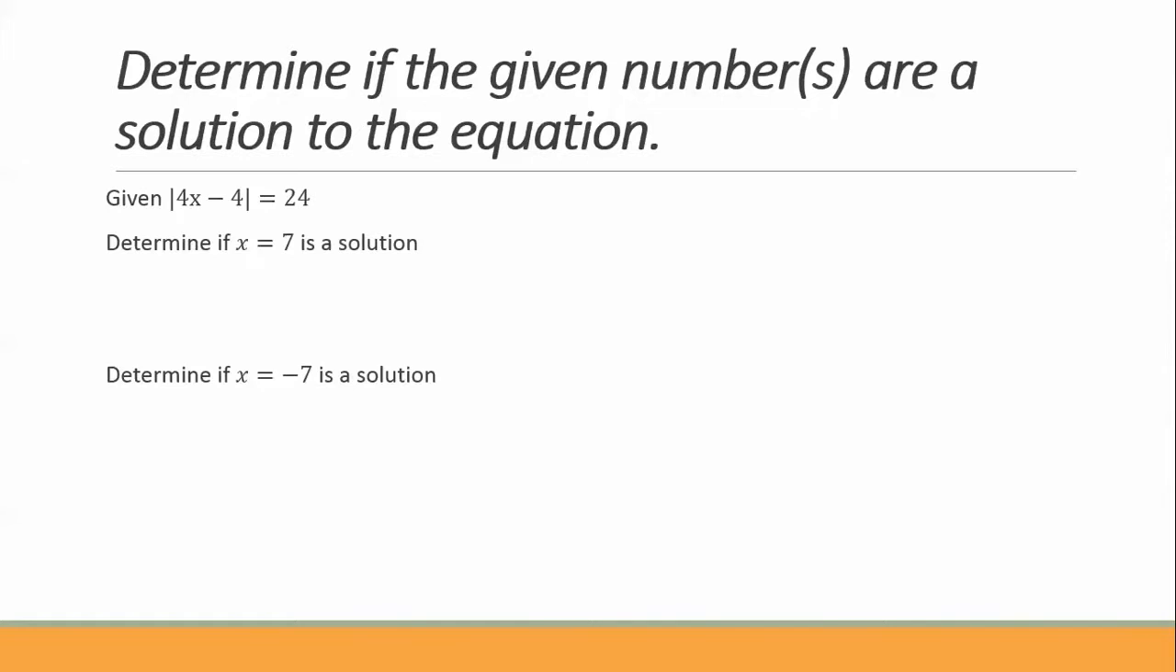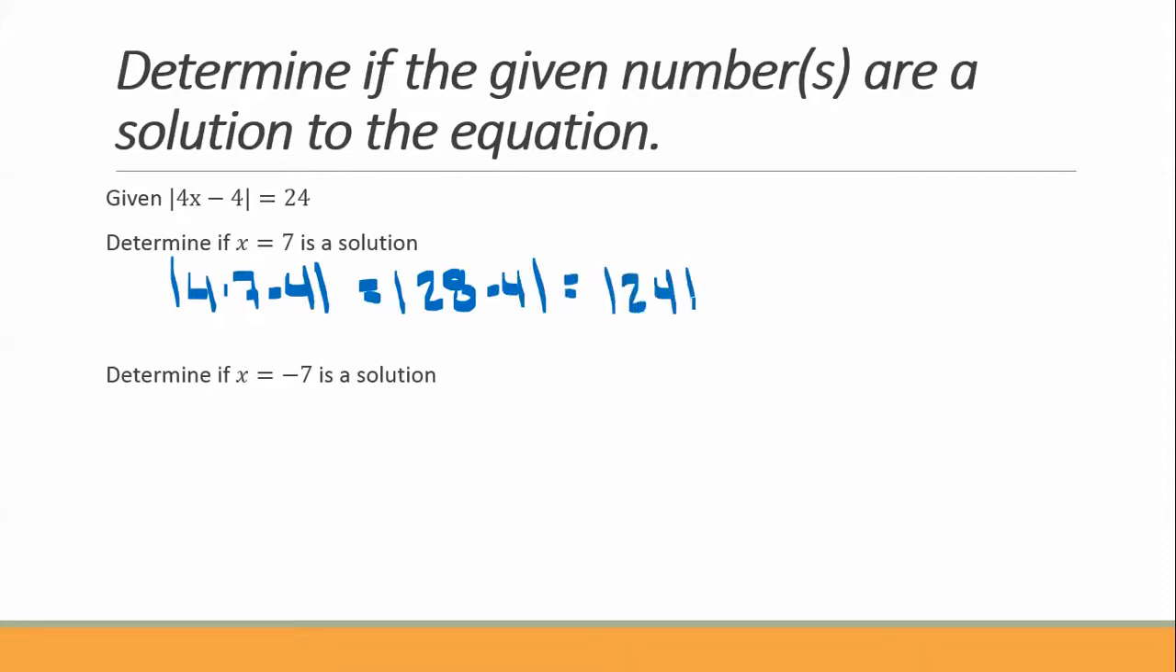Let's try it with absolute value. Now remember, we're going to treat absolute value like we would treat parentheses. So we're going to start with the absolute value of 4 times 7 minus 4. We're going to do what's in the absolute value first, like we would in parentheses. So 28 minus 4, the absolute value of 28 minus 4, that's equal to the absolute value of 24. The absolute value of 24 is 24, which is what we want it to equal. So x equals 7 is a solution.